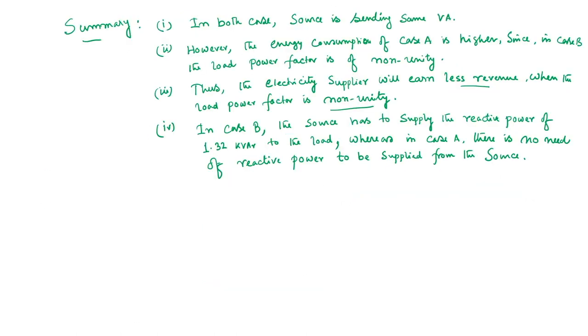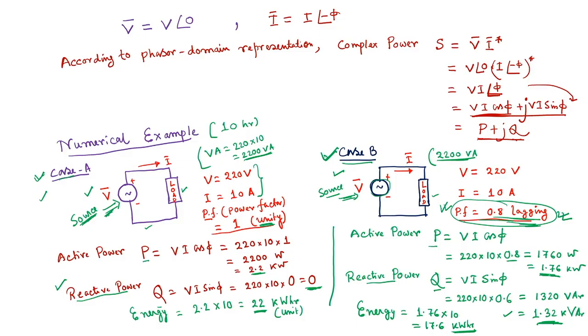Now, this phenomenon would be more predominant when we go for higher load demand. Here we considered a very nominal load demand of 1.76 kilowatt or something like that. Suppose you visit a process industry in which a large number of motors with significant rating are running, then you will see that the overall power factor of the load will be much lower. In those cases the source or the utility needs to supply a huge amount of reactive power. This is one thing that one needs to understand.